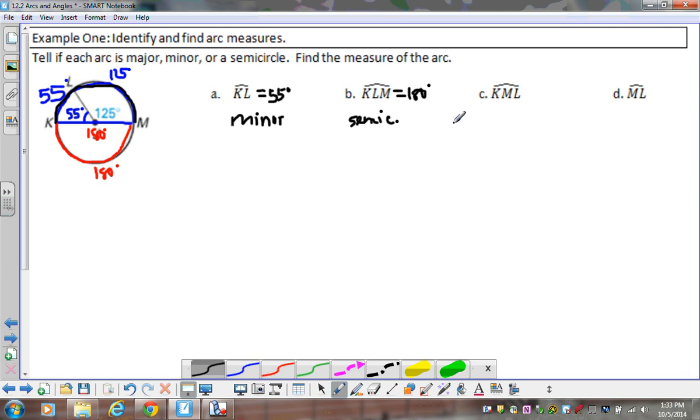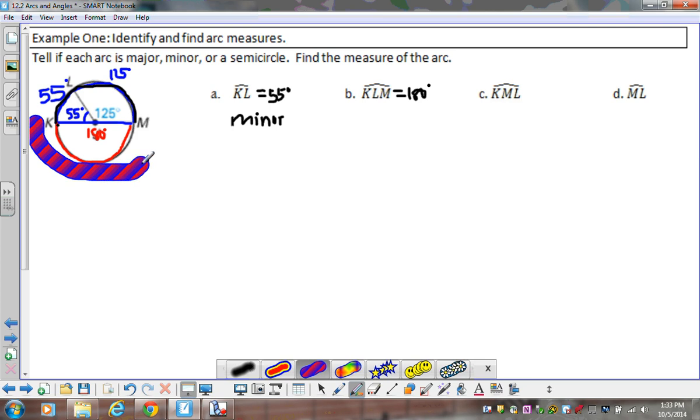There we go, semicircle. All right, so the next one, arc KML. Now be very careful to follow the path that it's asking for. This one says go from K to M to L. I can't go from K to L to M because that's not the order. So I want to go from K around to M and then around to L. So it's almost a full circle. However, it's not, it's only part of a circle. But if you notice, that's more than 180 degrees.